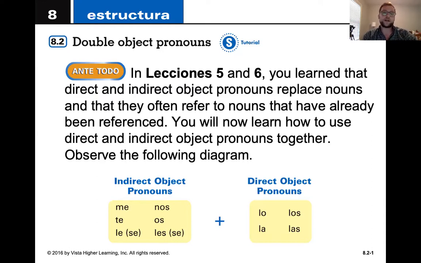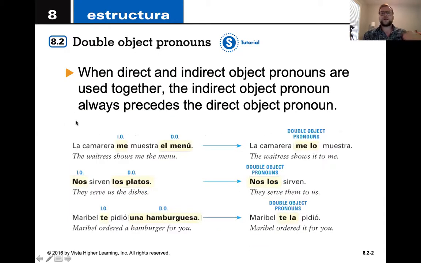But the main difference between our indirect object pronouns and our direct object pronouns is that our third person pronouns are much different, and our third person direct object pronouns are not only gendered, but they're also numbered, okay? Whereas our indirect object pronouns are only numbered. They're not gendered, okay? So let's get into this. All right, now, when direct and indirect object pronouns are used together, cuando se usan juntos, right? El pronombre del objeto indirecto always precedes, viene primero, right? Before the direct object pronoun. So it's always going to come before the direct object pronoun, no matter what.